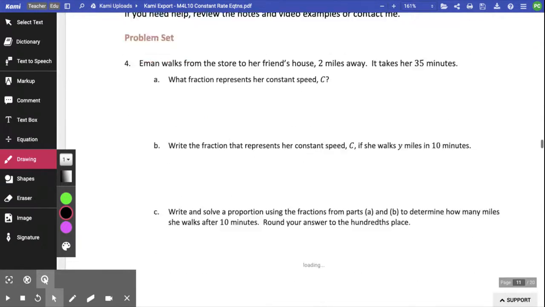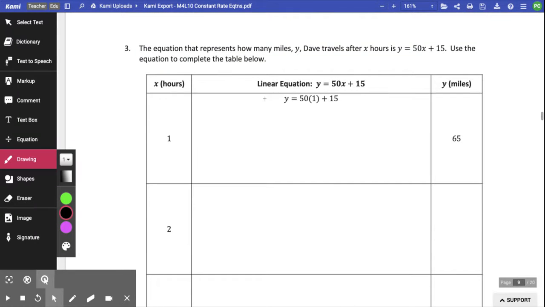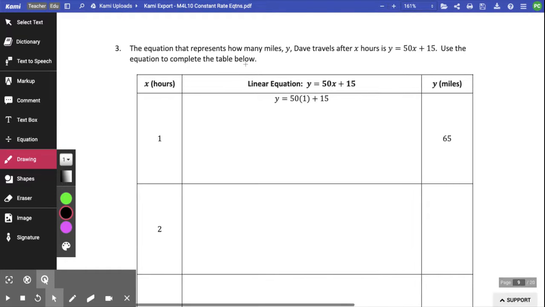So scrolling back up, they tell us this information. The equation that represents how many miles Dave can travel is y is equal to 50x plus 15. Use the equation below to complete the table.